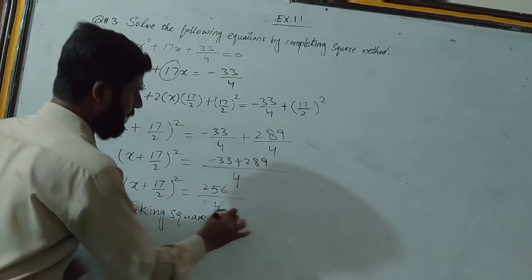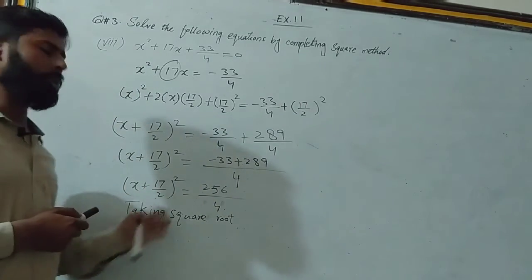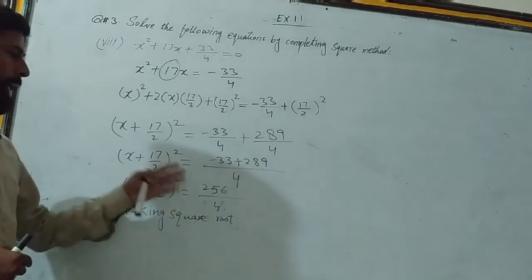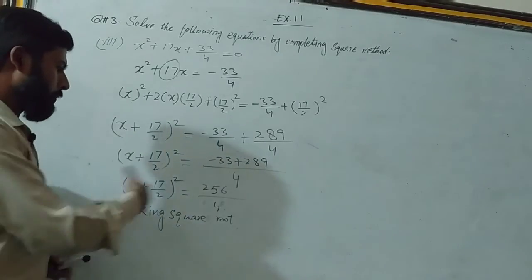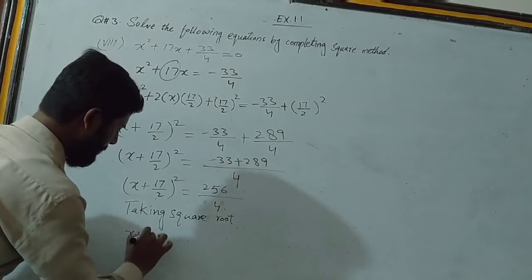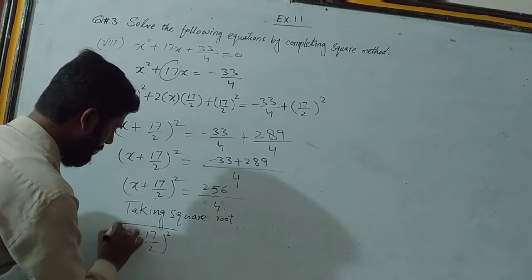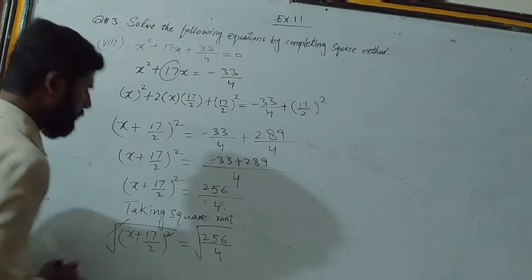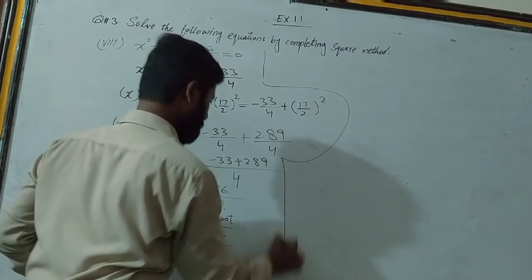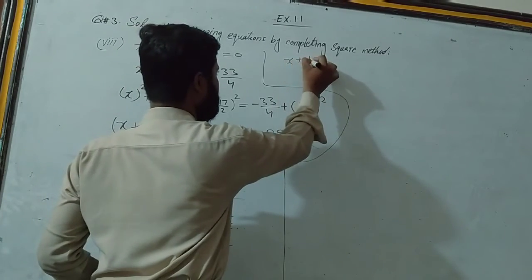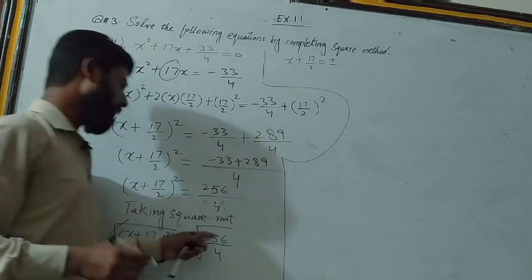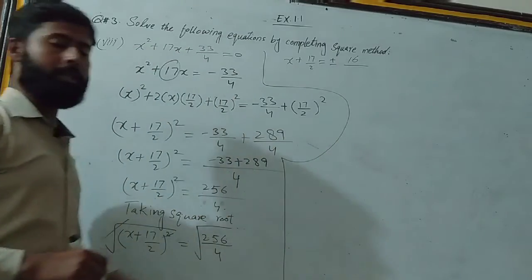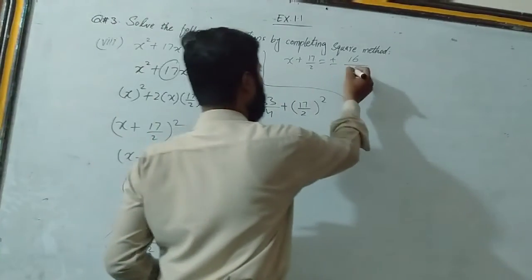If we want to cancel, we can cancel these two terms, but at the end again we have to take the LCM. To avoid that situation, we are not doing any cancellation here, as we have not done in the previous questions. So taking the square root, the square root of x plus 17 over 2 whole square is equal to the square root of 256 by 4. It will be cancelled, and here it will be x plus 17 over 2 is equal to plus minus. 256 is the perfect square of 16, so it will be 16, and 4 is the perfect square of 2, so here it will be 2.